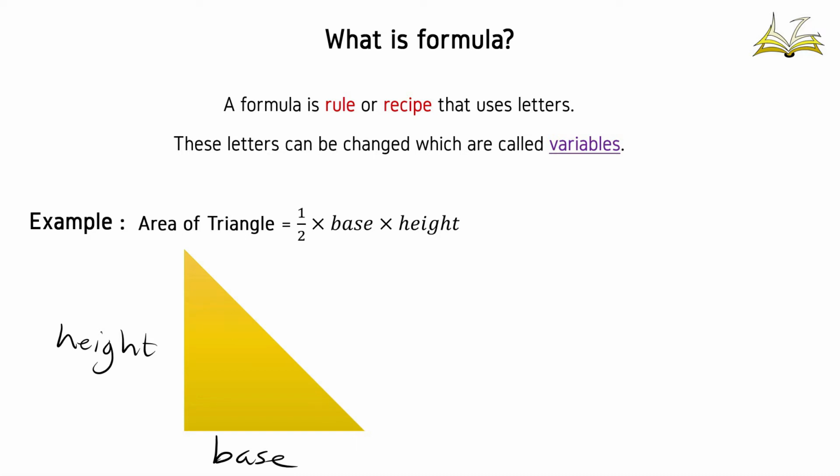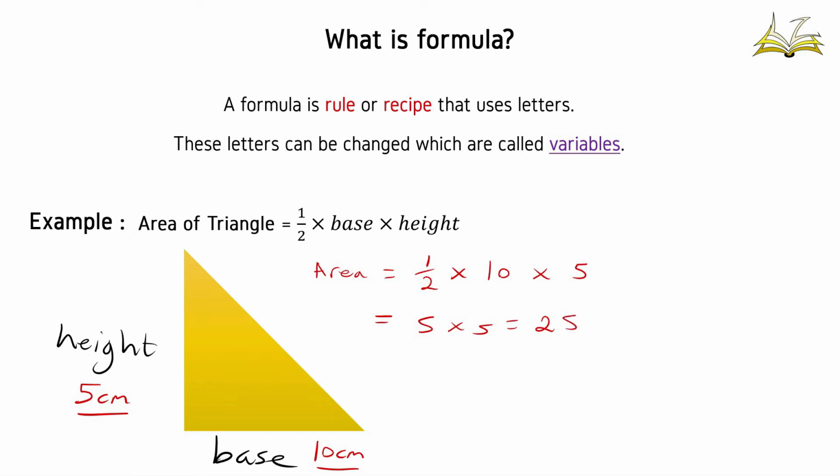Now, for instance, if we were told that our height was 5 centimeters and our base was 10 centimeters, we will put these two values into our formula and work out the answer. So the area will equal a half times your base, which is 10, times your height, which is 5, okay? So that becomes 5 times 5, which is 25 centimeters squared.